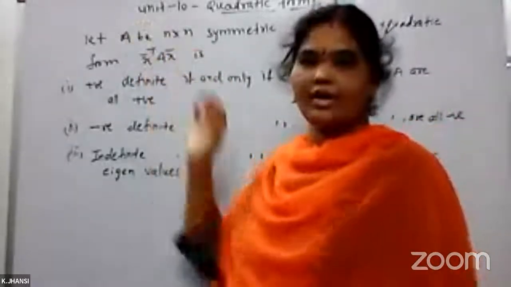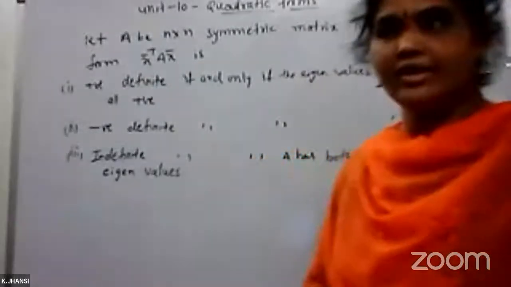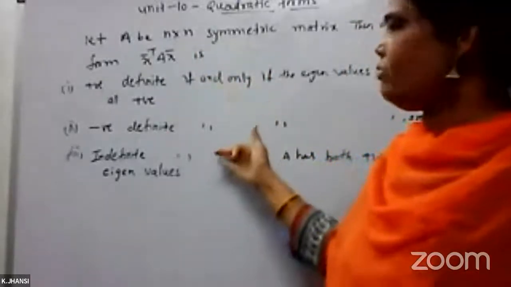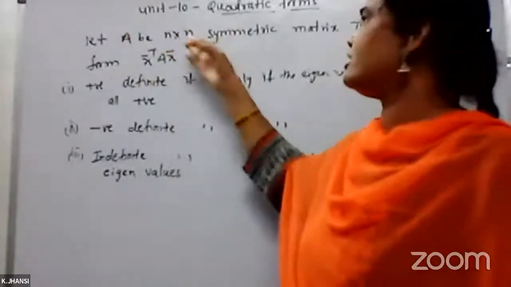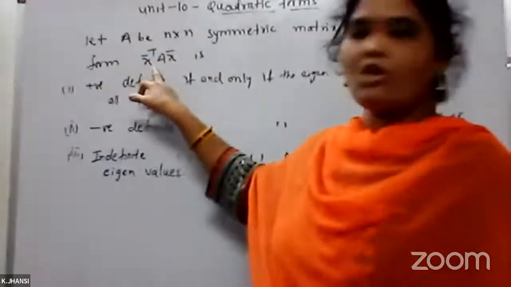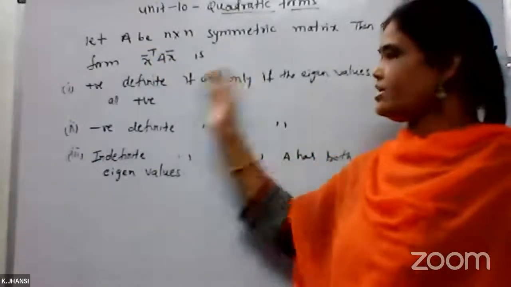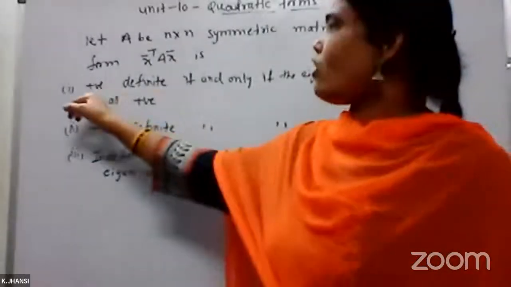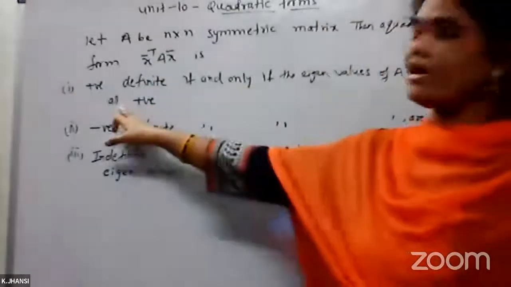Before, I have told what is positive definite, negative definite and indefinite. Before going to that concept, you have these 3 points. If any matrix A is n cross n, a square symmetric matrix, then the quadratic form is X transpose A X. It is called positive definite if and only if the eigenvalues of A are all positive.